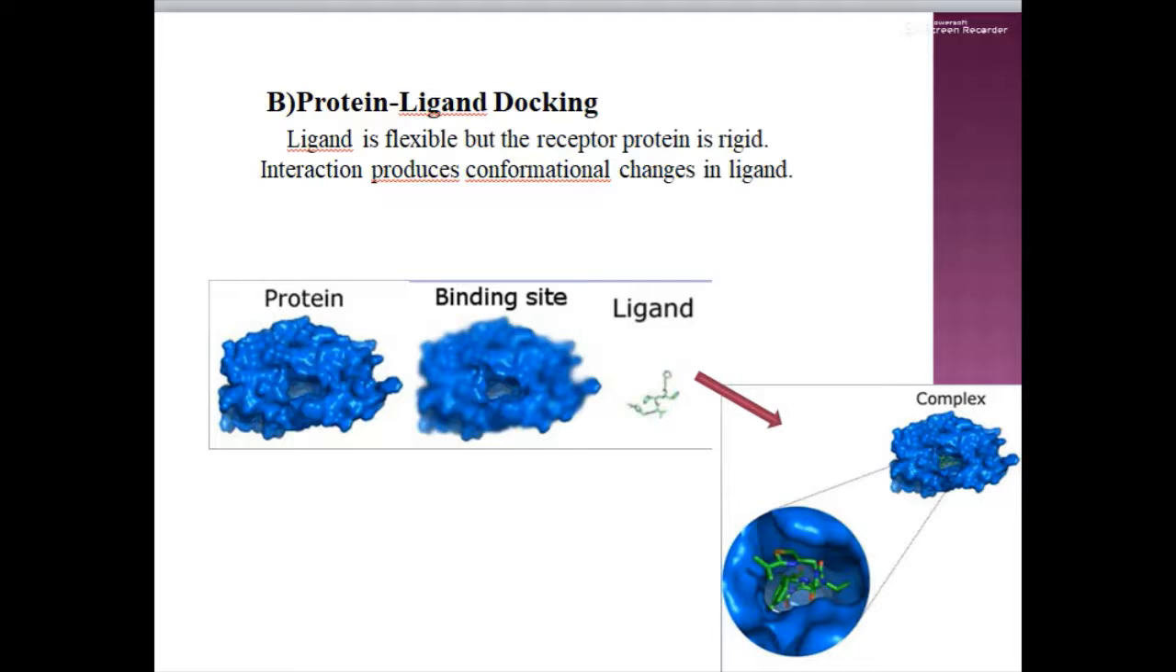Or it can be a protein ligand docking. At that time a protein has been taken, and then you take a ligand also. The ligand is flexible, but the receptor protein has been found to be rigid, and the interaction will sometimes cause various conformational changes in the ligand. Okay, so that's what is happening over here. When you take an enzyme and interact it with a ligand, conformational changes would happen. So docking can be either protein-protein docking, or protein ligand docking.